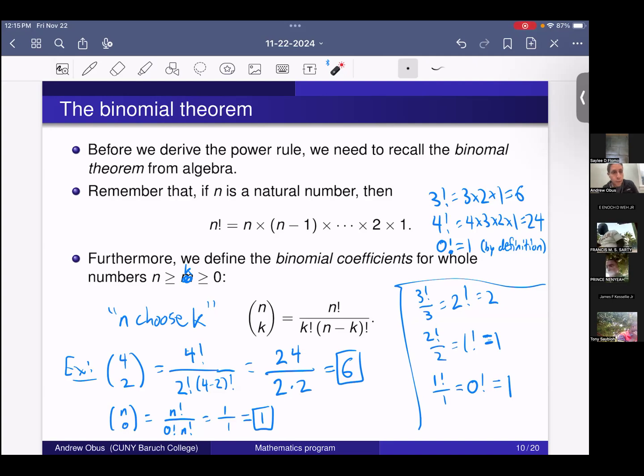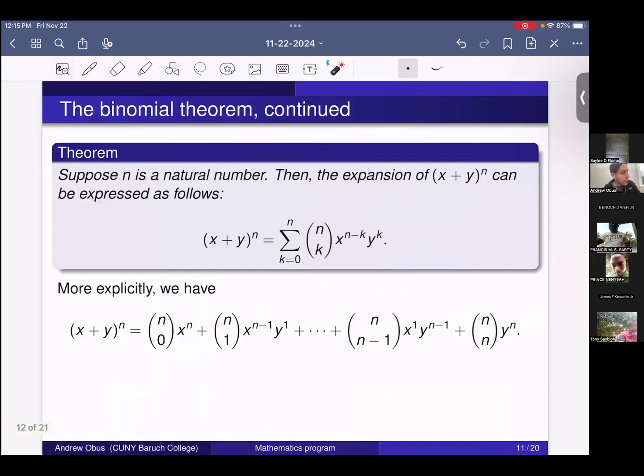All right, so let's go on. All right, so what is the binomial theorem? So the binomial theorem, we already did this for a square, but it tells you how to do the expansion of x plus y to any power. That's what the binomial theorem tells you. So if you have x plus y and you want to raise it to the 3 or to the 4 or to the 5, well, this tells you how to do it.